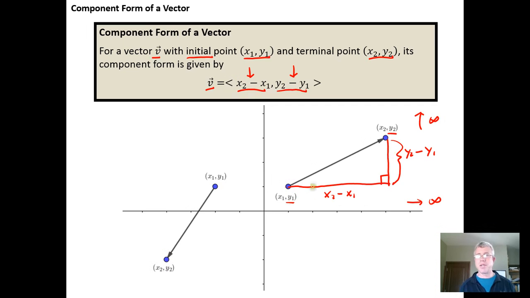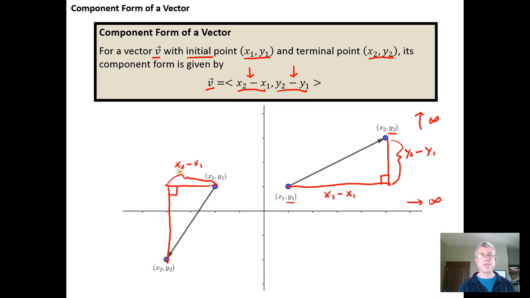The distance from here to here is x2 minus x1, positive because the vector is moving towards positive infinity. As we move from here to here, the distance is y2 minus y1, and positive because we're moving towards positive infinity. So we get directed distances in here. This vector here, which starts with the initial point here and terminal point here, if I create a similar right triangle, then this distance here is going to be x2 minus x1.